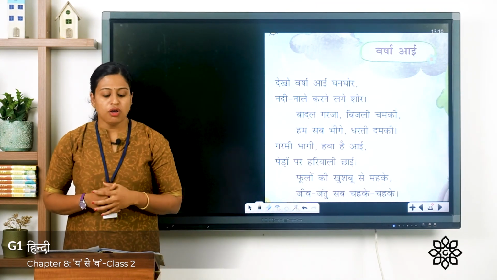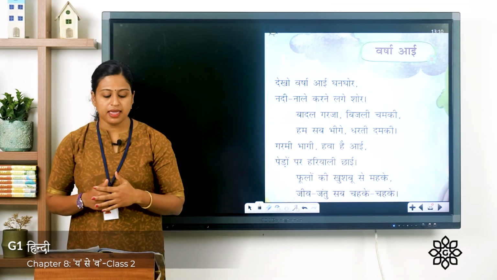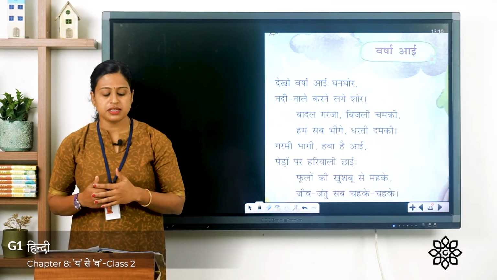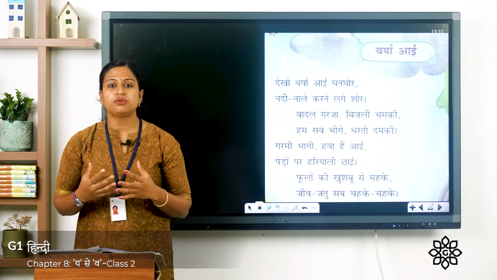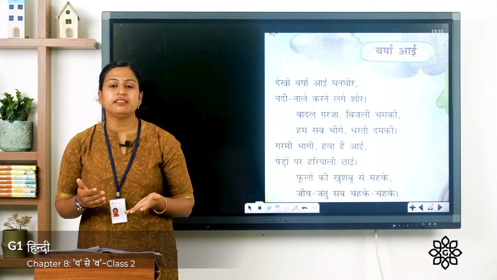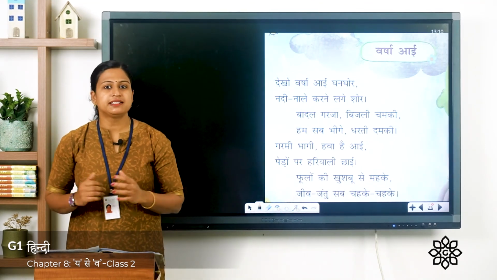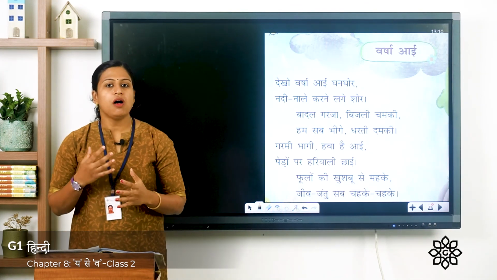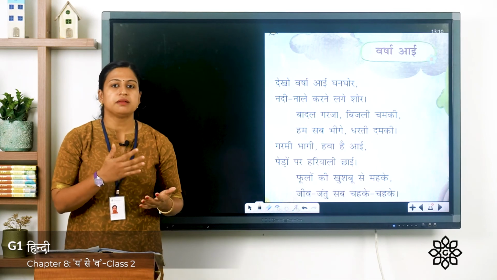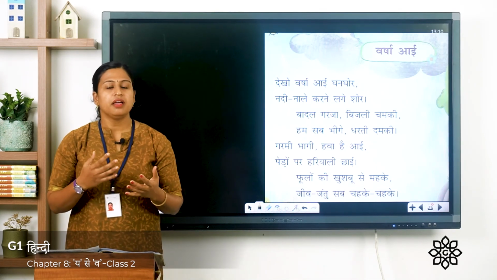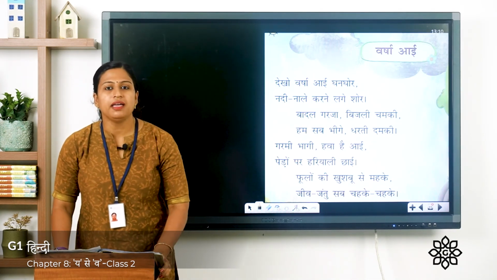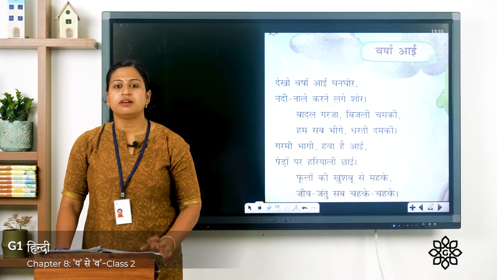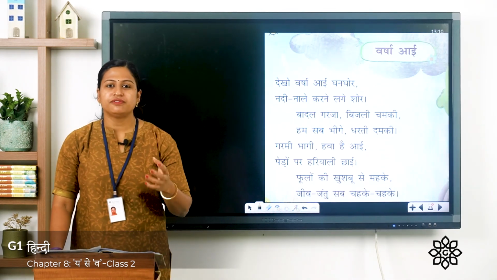Last two lines. फूलों की खुशबू से महके, जीव जंतु सब चहके चहके. So, when it rains, the flowers bloom and the fragrance of flowers spreads everywhere. The last line is, all the living things like humans, plants, animals, everyone becomes very happy and excited during the rain. This is the meaning of this poem.